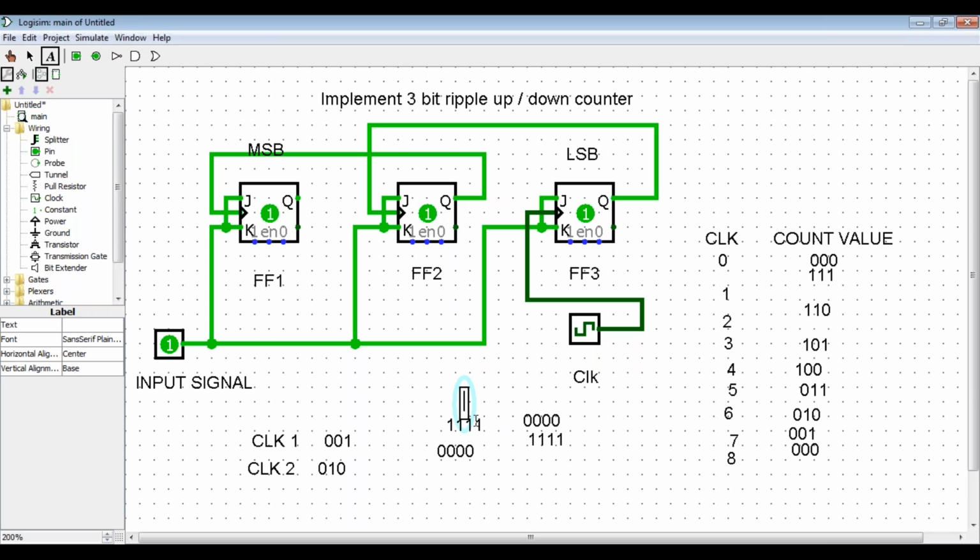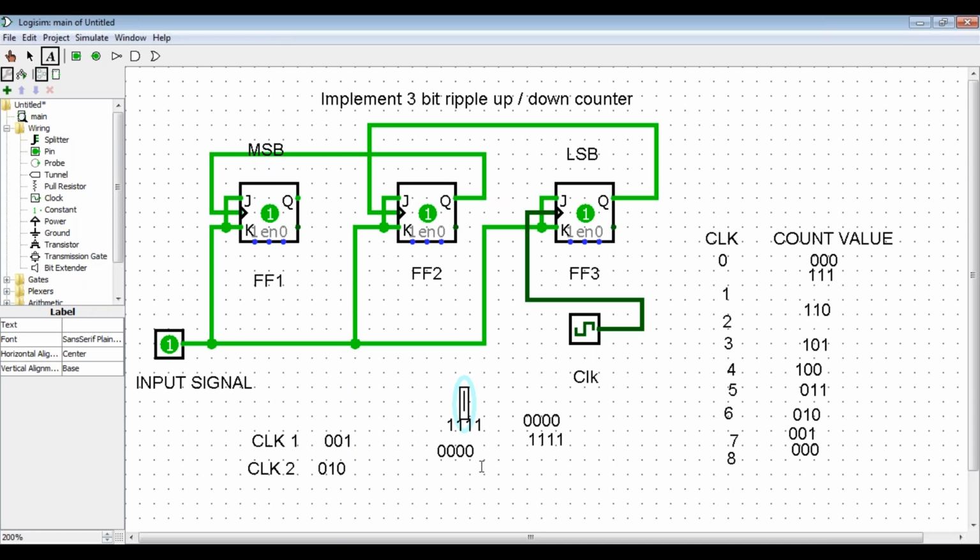The 4-bit is very similar to your 3-bit. It is the same, you just add one more flip flop. If you look at the count, it will go from 0 0 0 0 to 1 1 1 1 in the up counter, and in the down counter from 1 1 1 1 to 0 0 0 0. So this is the difference between 3-bit and 4-bit.